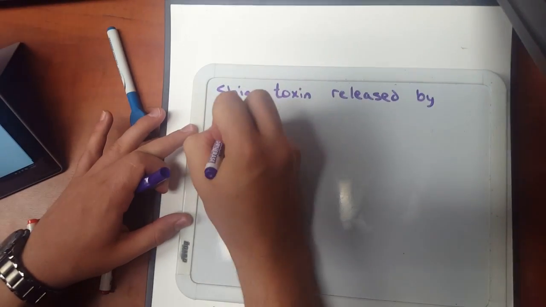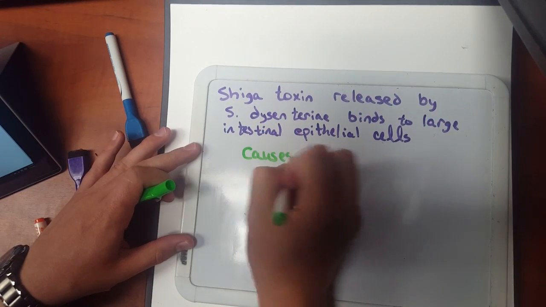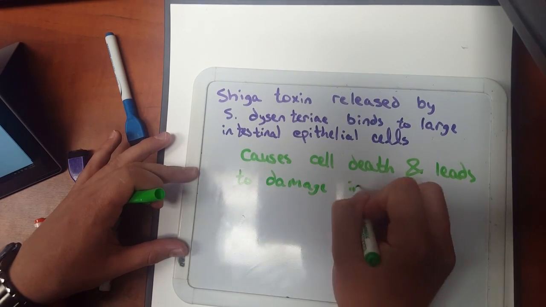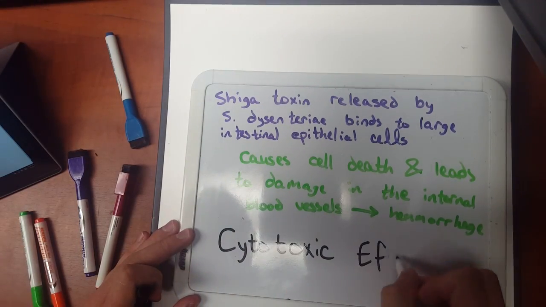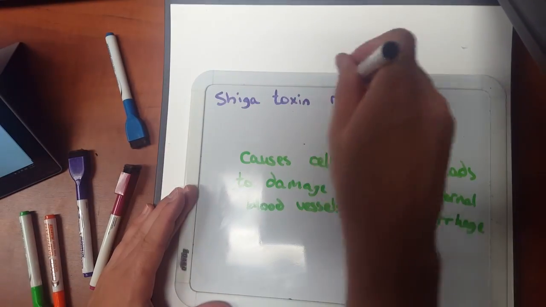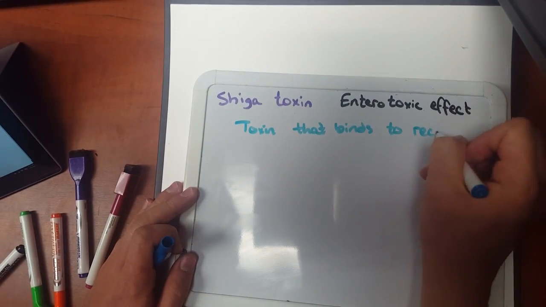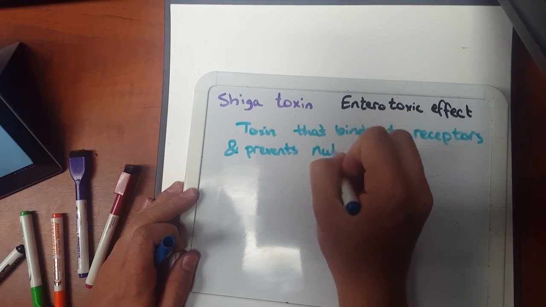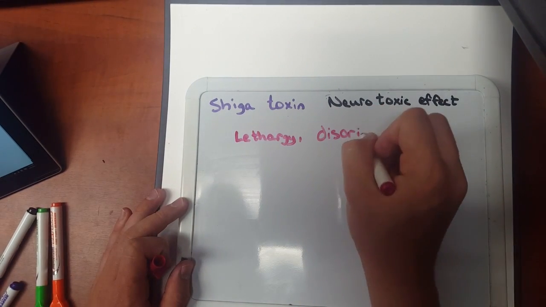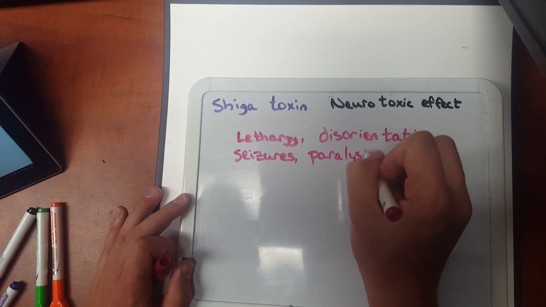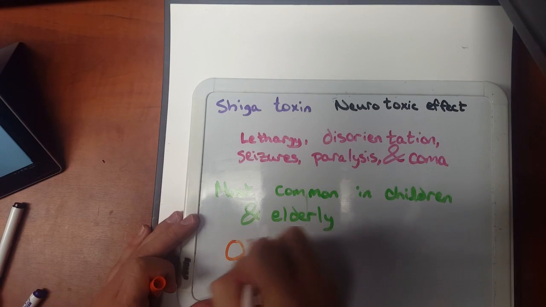Shigella toxin is released by S. dysenteriae and it binds to the large intestinal epithelial cells. This causes cell death and leads to damage in the internal blood vessels, causing hemorrhage. This is known as the cytotoxic effect. The enterotoxic effect is when the toxin binds to the receptors and prevents nutrient uptake. The neurotoxic effect displays lethargy, disorientation, seizures, paralysis, and coma in the patient. This impact from the Shigella toxin is observed most commonly in children and the elderly and is often fatal.